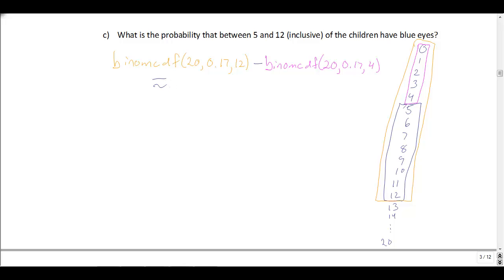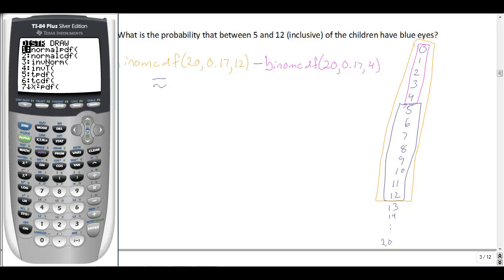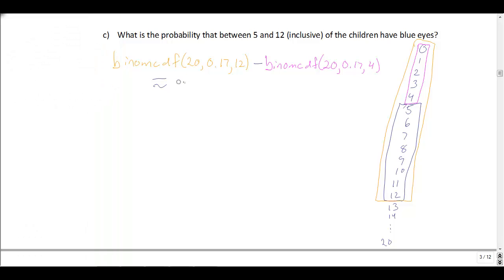And so what you get is the second distribution. Binomial CDF, 20 trials, probability of success 0.17. We're looking for 12 for the first bit. Minus, I get a binomial CDF, make sure they're both CDFs, 20 trials, probability of success 0.17, and I go up to 4. Hit enter, and I get like 0.2443.